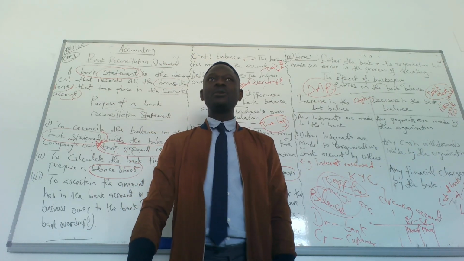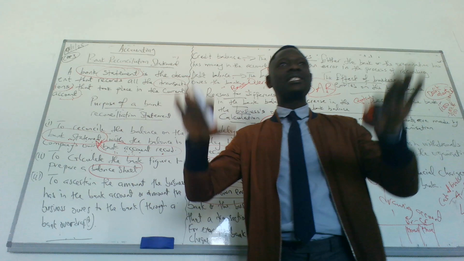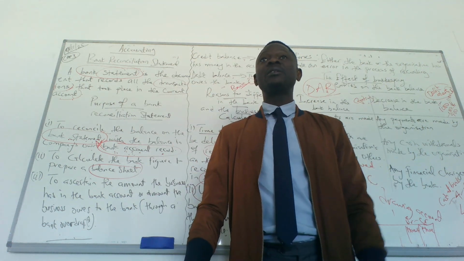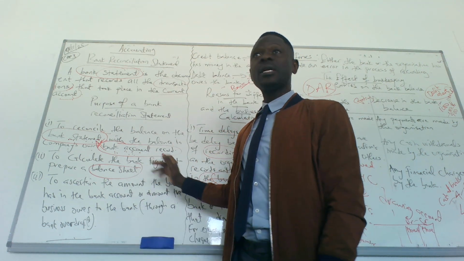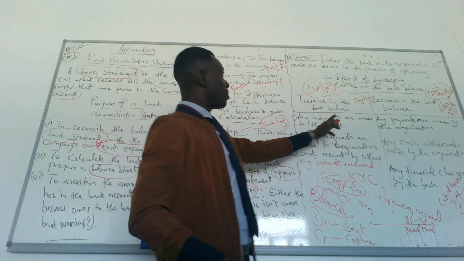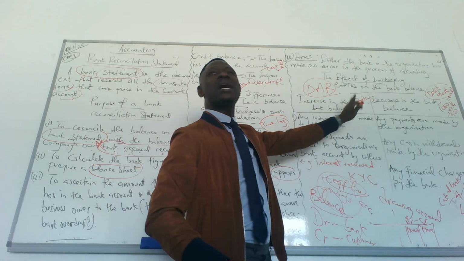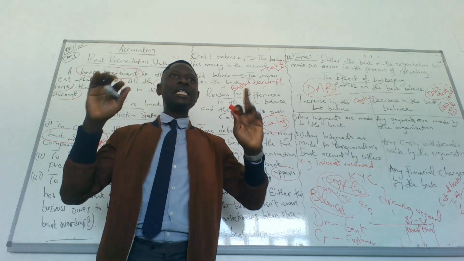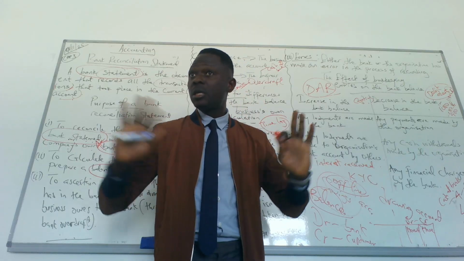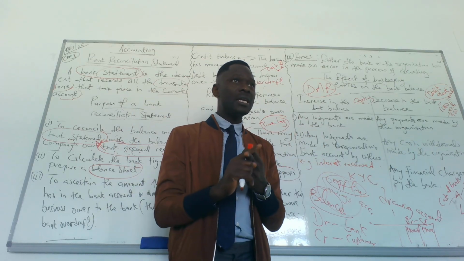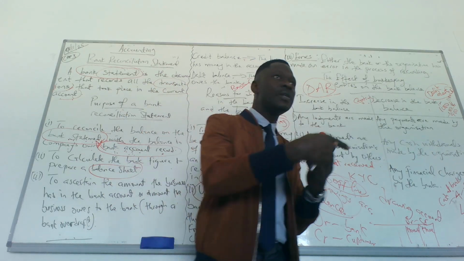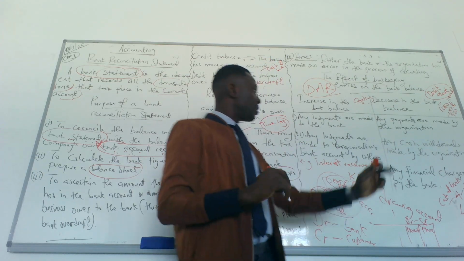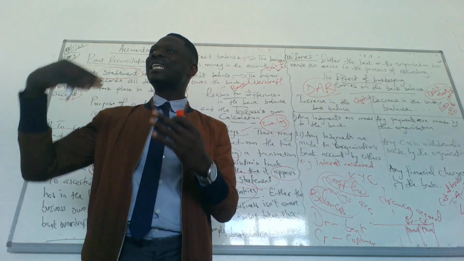Do we get it? So these are the reasons why we might have differences in the bank reconciliation and the bank statement. Any question about that? Now, the effect of bookkeeping entries on the bank balance. The bank balance can either increase or decrease. What am I saying? The bank balance can either what? Increase or decrease. What are the situations that will bring about an increase in the bank balance?